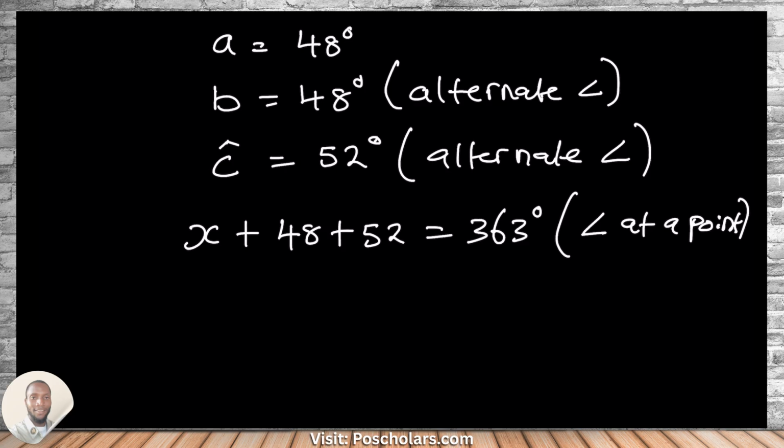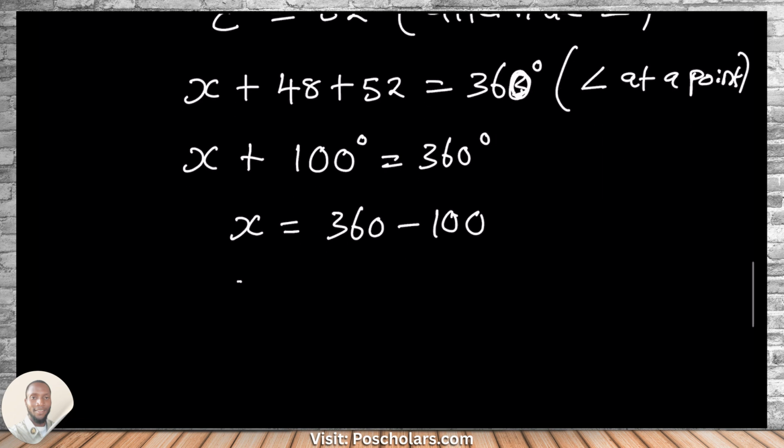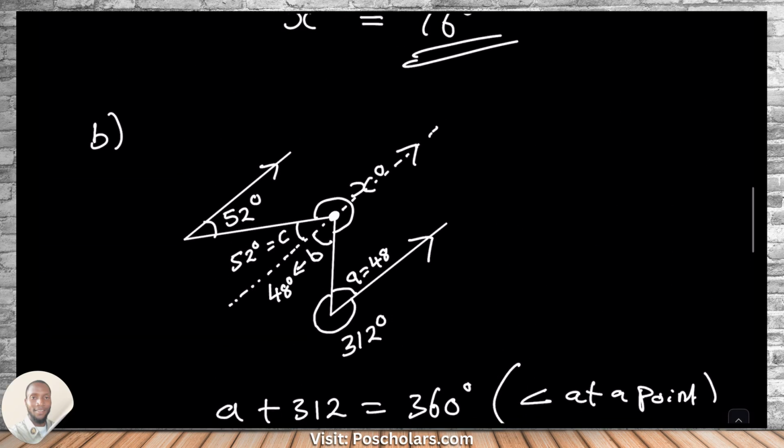So what do we do now? We simply add 48 and 52. So when you add 48 and 52, this is supposed to be 360, please. 360. Now you add 48 and 52. When you do that, you have x plus 100 degrees. That's 48 plus 52 gives 100 degrees equals to what? 360 degrees. Now to find x, we subtract 100 from both sides. And when we subtract 100 from both sides, we have x is equal to 360 degrees minus 100 degrees. And when you do the subtraction, you have that x is equal to what? 260 degrees.